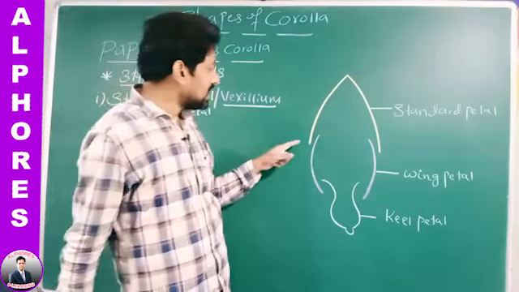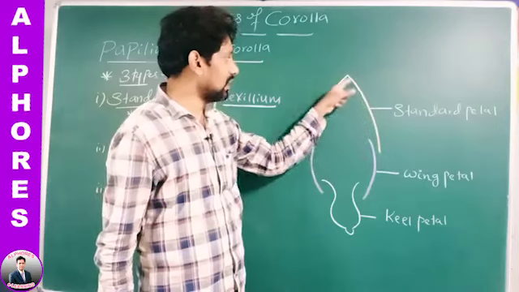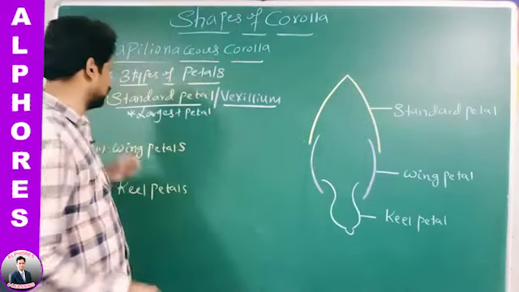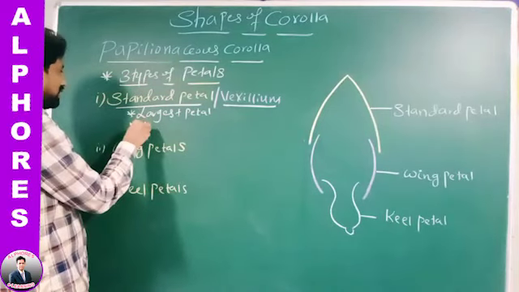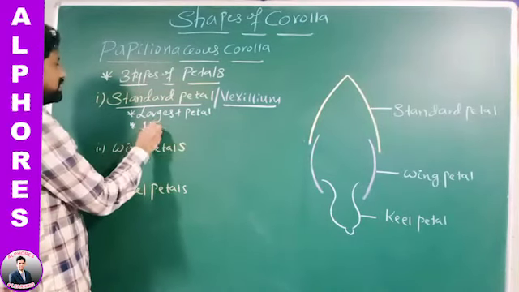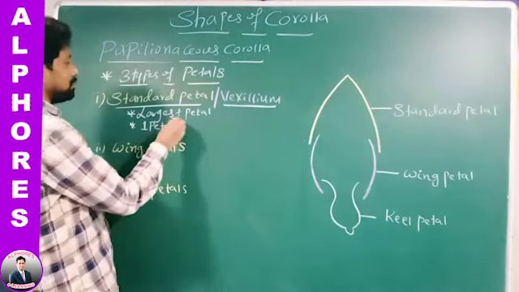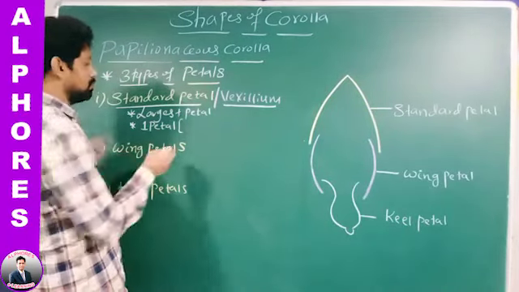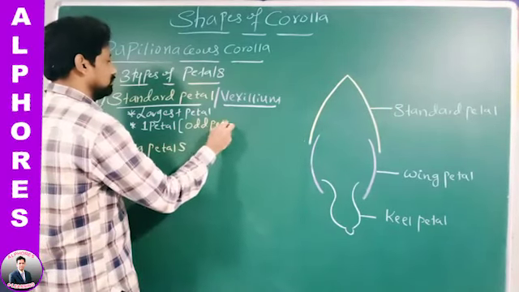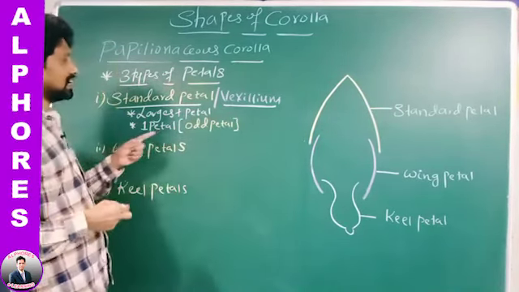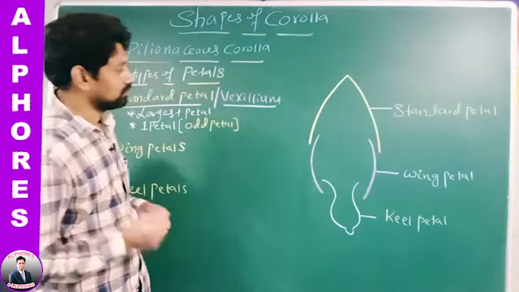Sir, how many standard petals are present? Only one. This is the standard petal. Therefore, how many petals, sir? One petal. Sir, 1 means even number or odd number? Odd number. Therefore, this becomes which petal? Odd petal.